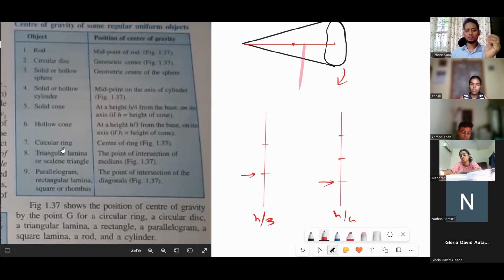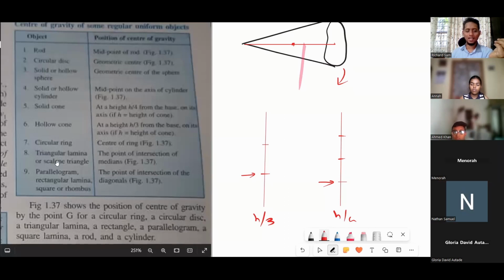Circular ring. Obviously, the center of gravity will be at the center of the ring. Again, at the center of the ring, is there anything? It's empty, right? That's where the center of gravity is.